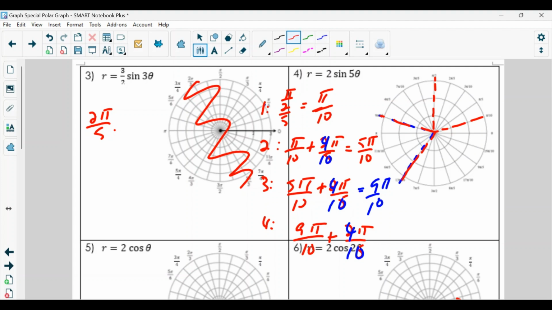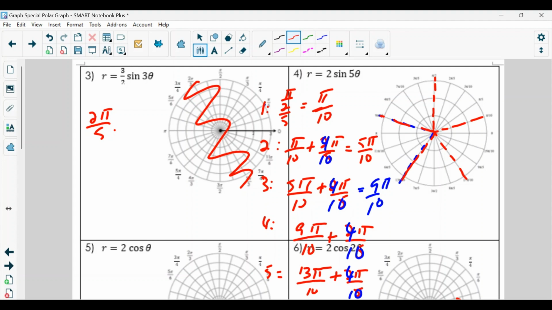All right, and the last one, the fifth one now. The fifth one is going to be 13 pi over 10 plus 2 pi over 5. Good. So this becomes 10, this becomes 4. That gives me 17 pi over 10, which is 17 pi over 10. Okay, that's it.